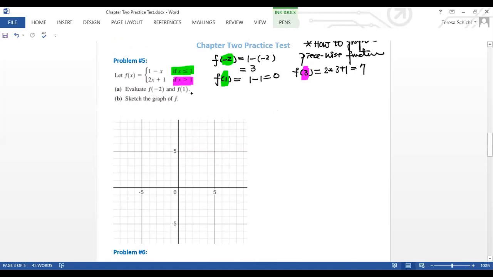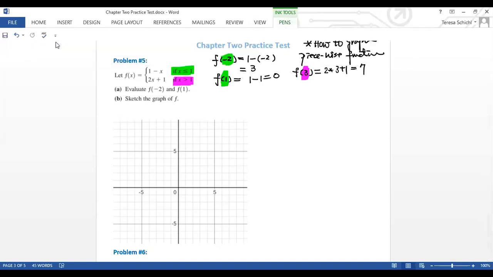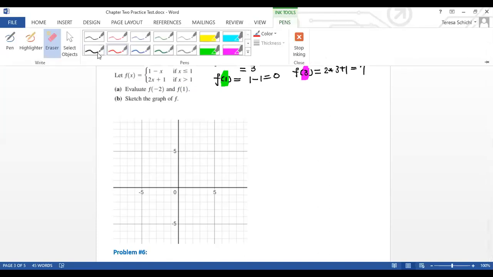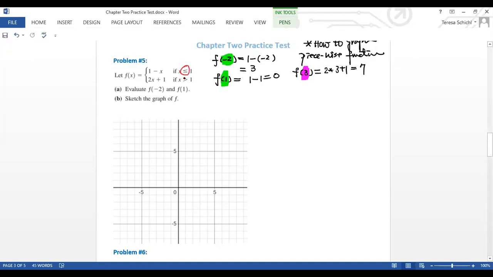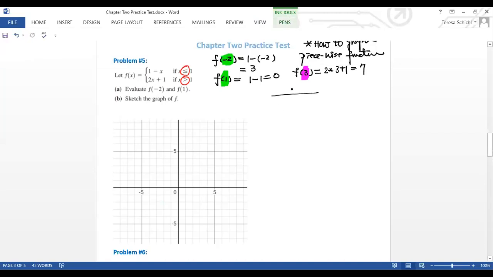Okay, so now to sketch the graph. Remember, when we sketch the graph, you always need to sketch both of them at the breaking point. That's the key for success, right? Okay, let's take a look at the first graph, 1 minus x, right? So here, this is the x value, this is 1 minus x, right? So this is our first graph here.